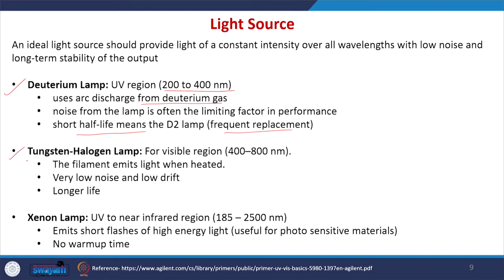It is mainly useful to measure the absorbance of a sample in the visible range, that is from 400 to 800 nanometer, and the filament emits light when heated. So, that is why before we perform the experiments we have to switch on the equipment and allow some time so that the lamp warms up. It has very low noise and low drift, and it has a longer life. And the third one, mainly in the near IR region, is the xenon lamp.